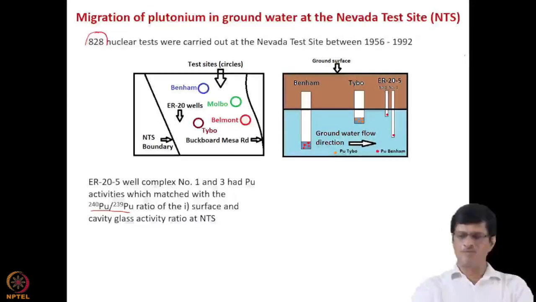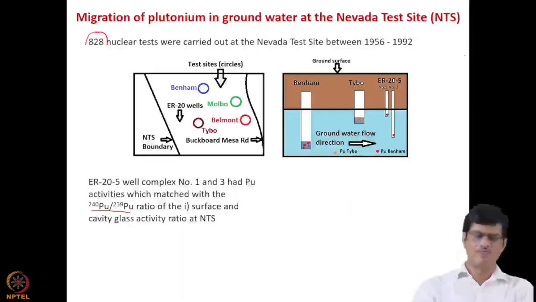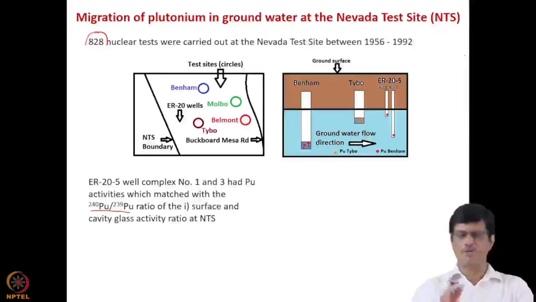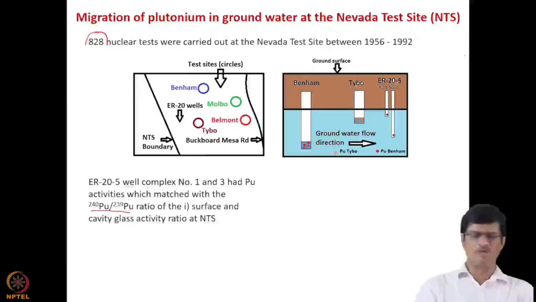And at both places they have found that even though the Tybo test site is very close to the place where drilling was done, the signature was that of the Benham nuclear test site. That suggests that the plutonium from the Benham test site has migrated to well number 1 as well as well number 3. This is due to the typical mechanism of plutonium migration, which will be discussed in the next lecture.